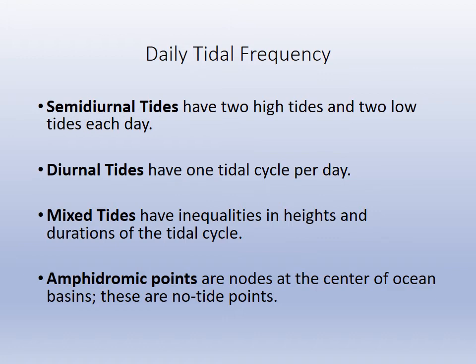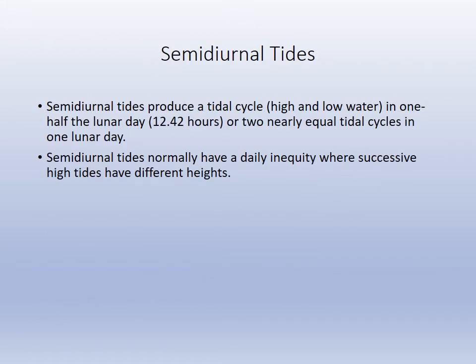Now in the center of our ocean basins, we have, like it's a giant seiche, that amphidromic point, which is a node where there's no tidal influence. So our semi-diurnal tides are two highs, two lows every 24 hours and 50 minutes.